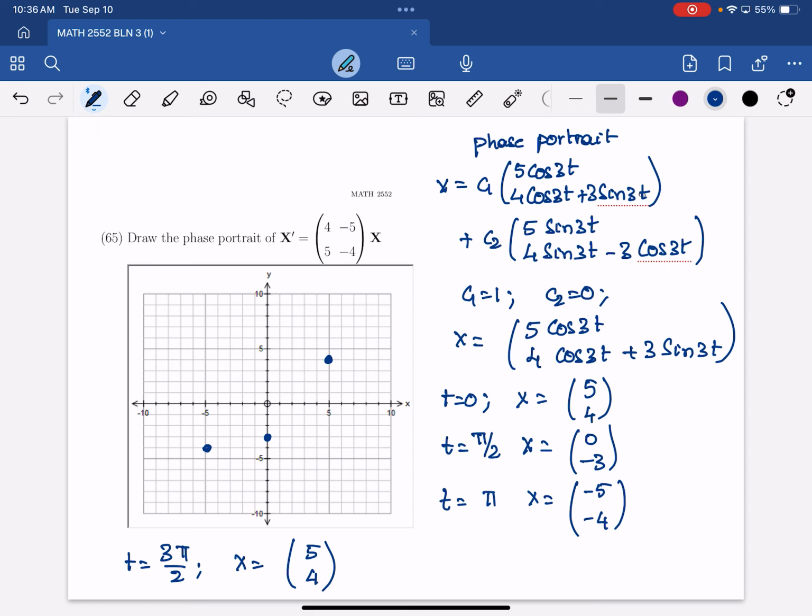Three pi over 2, that's going to give me something else. I missed something. 3 pi over 2, 9 pi over 2, cosine 9 pi over 2 is 0. Cosine pi over 2 is 0, but that gives me positive 3. So that gives me 0 and 3. So somewhere there. And when t is 2 pi, my solution vector is going to be the same thing as when t is 0, 5 and 4.